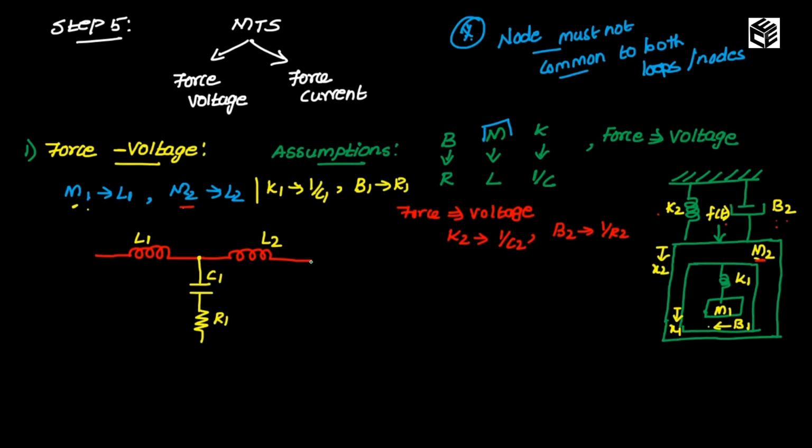So I'm going to draw this here. This means that I'm going to apply a voltage V of t, and a capacitor, that is C2, and a resistor, that is R2. Understood? Now I am going to close this all.